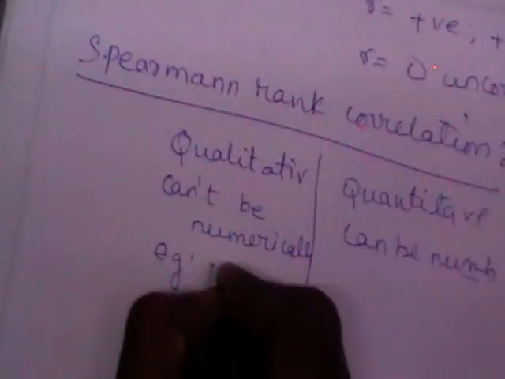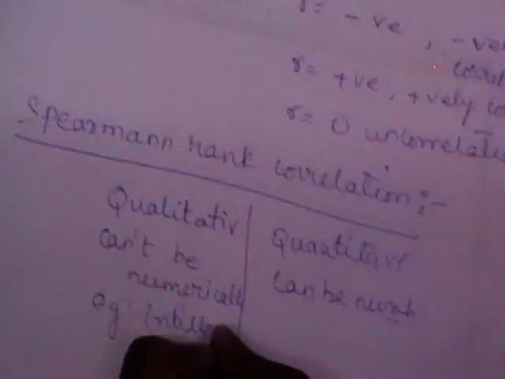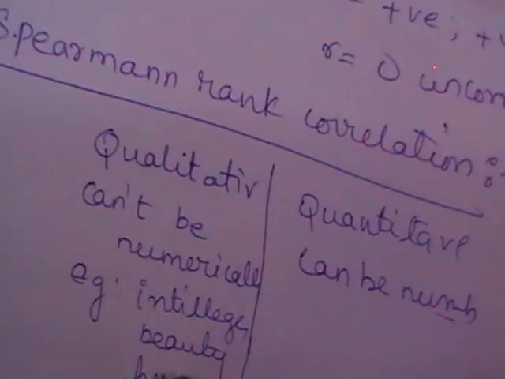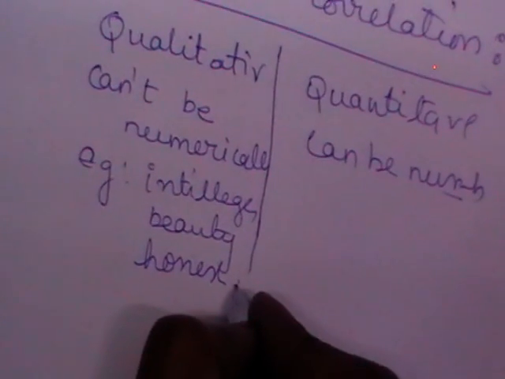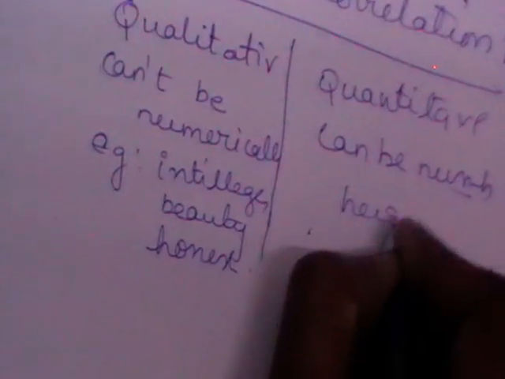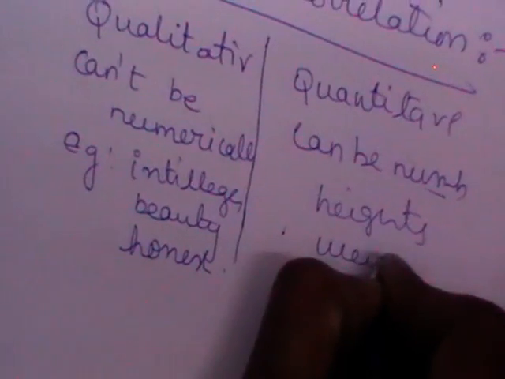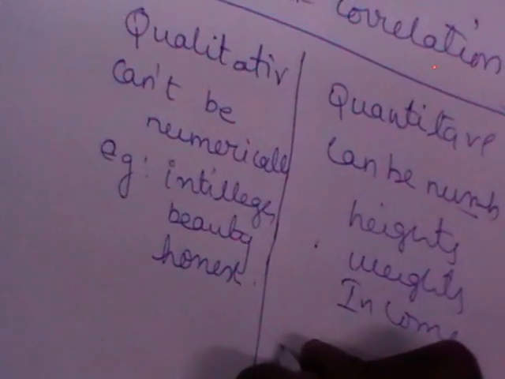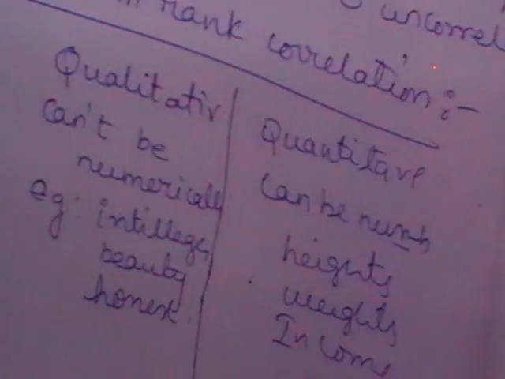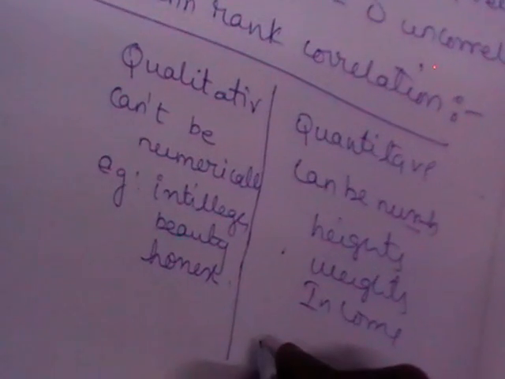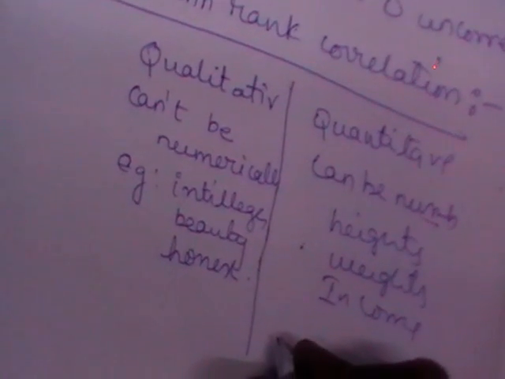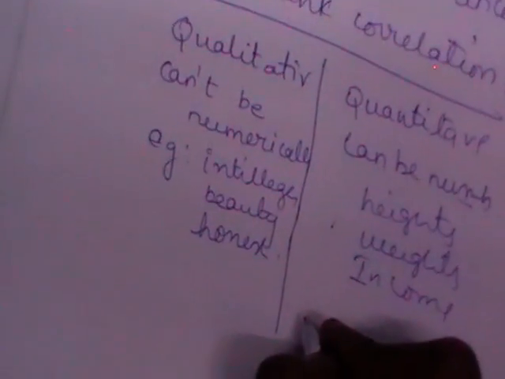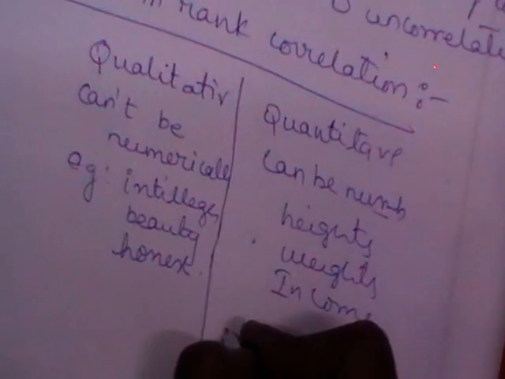So if you take examples like intelligence, beauty, and honesty, all these are qualitative characteristics. Heights, weights, income, rainfall, and so on are all quantitative variables. So data is generally qualitative or quantitative in nature. The ones we can measure numerically are termed quantitative; the ones that cannot be measured numerically are called qualitative.